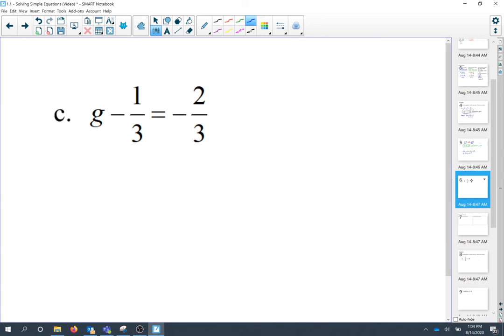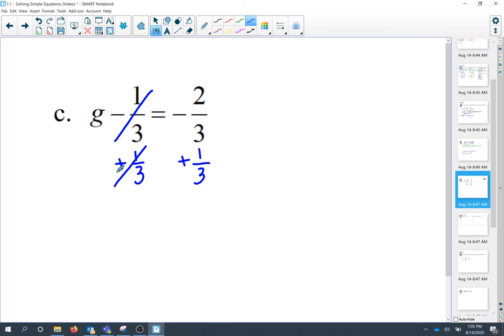Last one of these examples, g minus 1/3 equals -2/3. So I know this has fractions. Don't freak out, it's really not that bad. So we have to get the g by itself. I have a minus 1/3. The inverse or opposite of minus is plus. So I'm going to plus 1/3. I'm going to plus 1/3.